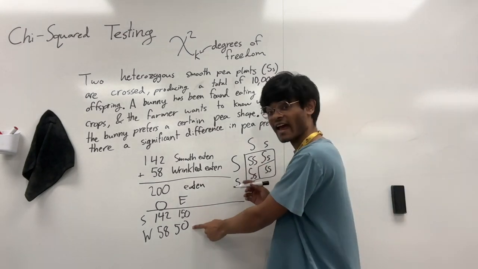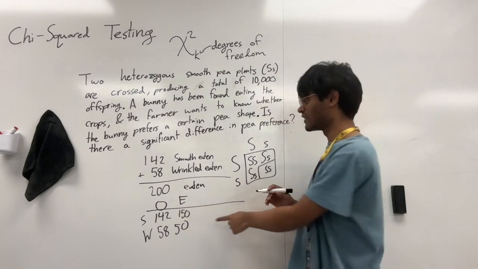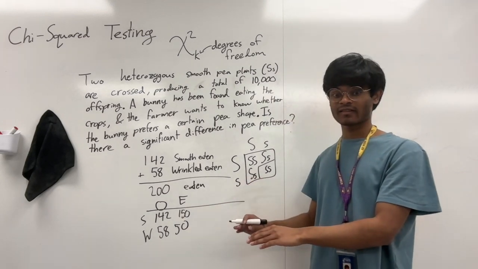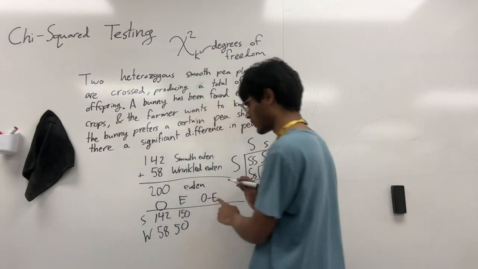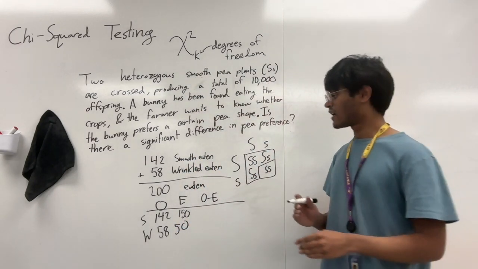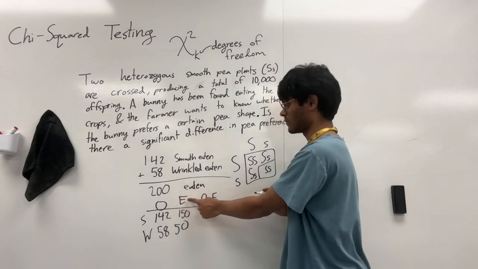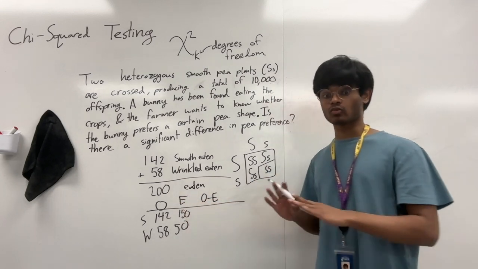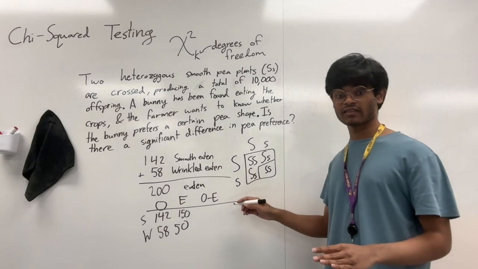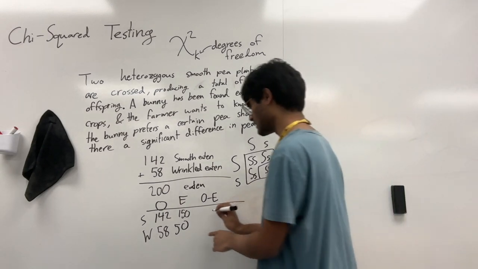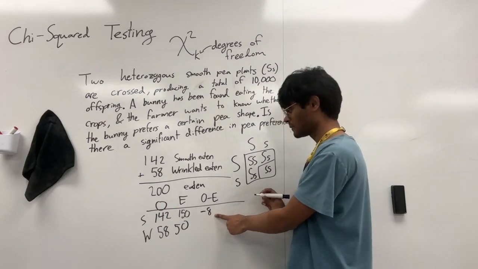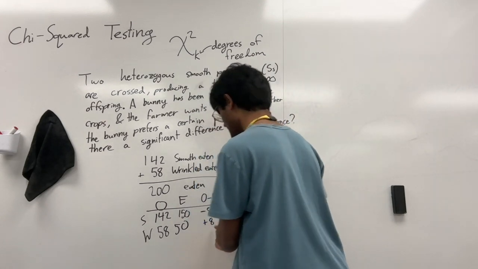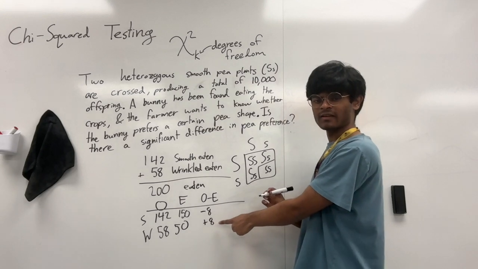Let's just compare these categorical variables and the numbers that fit into those categories. The first thing we do is calculate the errors in each one: how far away our observed value was from the expected value. These are just raw errors, these raw differences. We see that there are 8 fewer smooth pea plants eaten and 8 more wrinkled pea plants eaten.